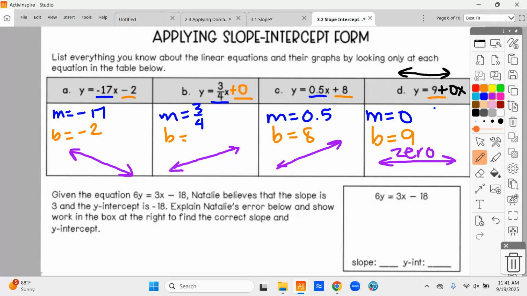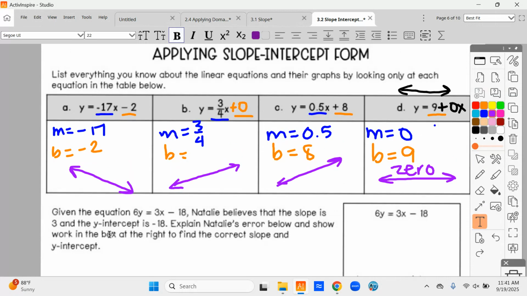Now, given the equation 6y equals 3x minus 18, Natalie believes that the slope is 3 and the y-intercept is -18. Explain Natalie's error below and show work in the box at the right to find the correct slope and y-intercept. So Natalie first needs to isolate y or solve for y. So we're going to write that down.